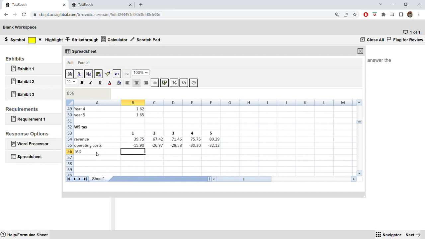It is on 25% straight line on the cost. What is the cost? Understand what is the cost of the equipment? It is 75. So on that 75, you have to take 25%, which is 18.75.